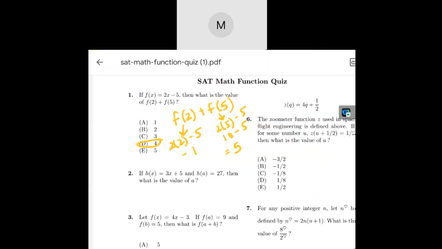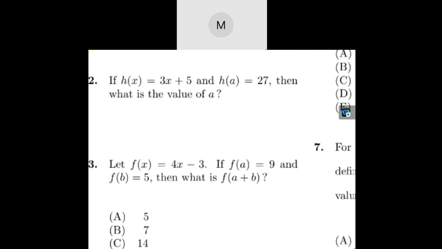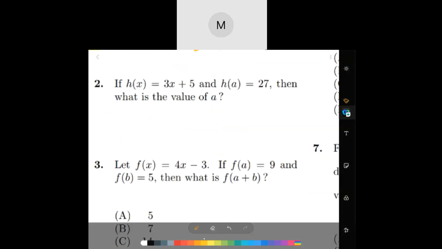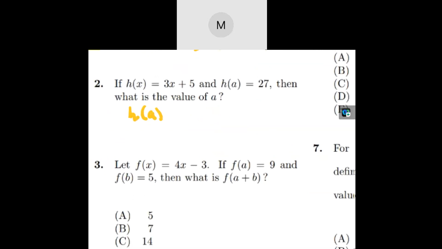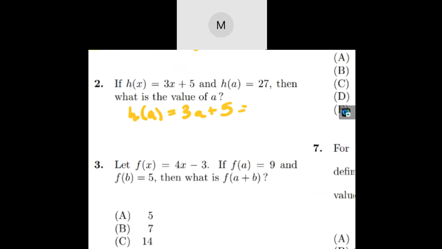Alright, we'll move to the next question, number 2 on the screen. Here it is: h of x is 3x plus 5, h of a is 27, then what's the value of a? Again, remember, whenever you have an input, here a is your input. It substitutes all the x's by the a. So in this case, h of a would equal 3a plus 5. But that's also equal to 27, which means 3a is equal to 22. And that means a is 22 thirds.